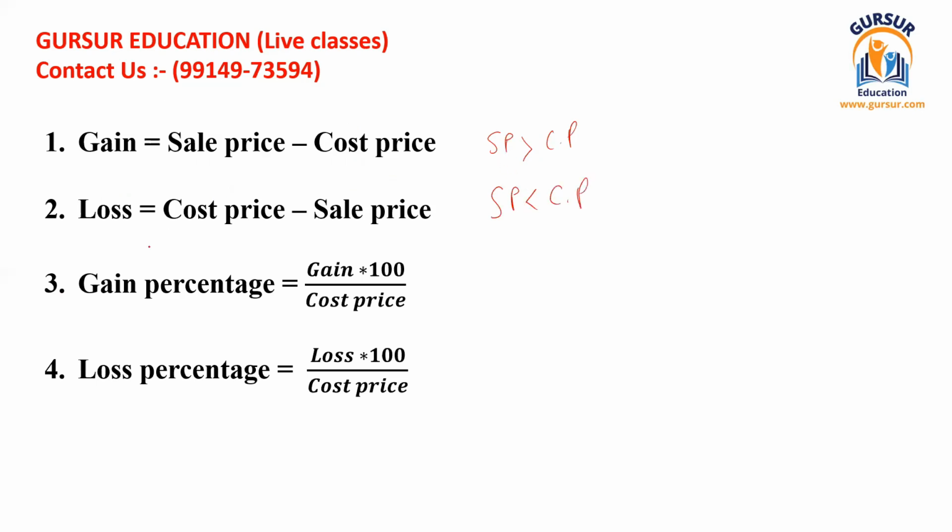The third one is gain percentage. How to find that I have already told you. Write the figure of the gain in the numerator and write the figure of the cost price in the denominator and multiply this by 100. Then you shall get the gain percentage. This is very obvious and very easy to understand. In the same way, how to find loss percentage: write the value of the loss in the numerator and the value of the cost price in the denominator, multiply this by 100. You shall be getting the value of loss percentage.